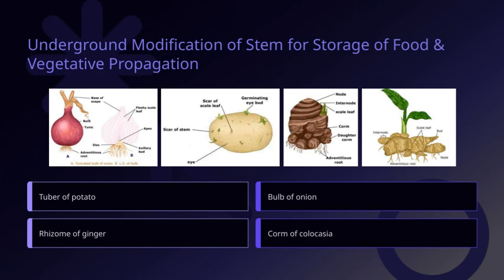We also have the tuber of potato, a thickened underground part that stores food and can be used to propagate new plants. These structures are essential because they serve two main purposes: storing food to help the plant survive tough times and acting as means of vegetative propagation, allowing us to grow new plants from these underground parts. Understanding these modifications highlights how plants adapt their stems underground for survival and reproduction, fitting into our broader discussion on plant survival strategies.